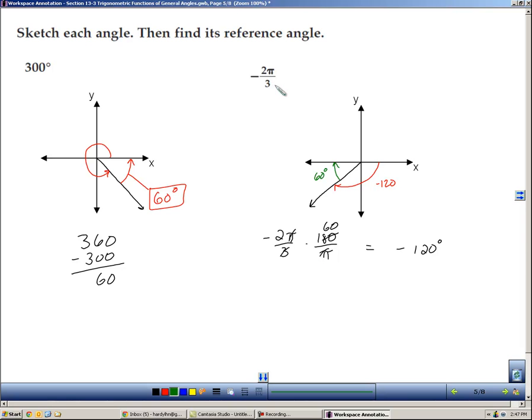But if it starts in radians, I'm going to want to make sure that my answer is in radians. So I'm going to take 60 degrees, and I'm going to convert that into radians by multiplying by pi over 180. So 60 and 180, that's 3. So this reference angle is going to be pi over 3.